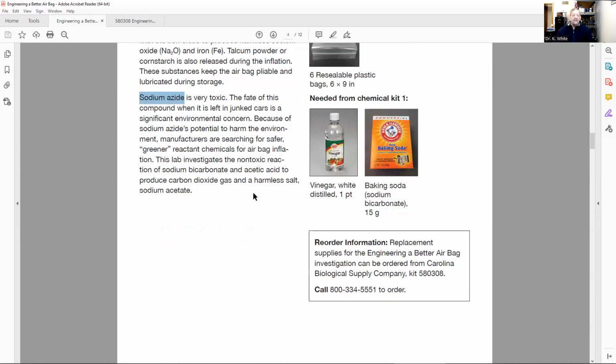Now, in this lab, you will be working with vinegar and baking powder. And in your kit, you've got a nice bottle of Heinz vinegar. We'll talk more about vinegar later in the semester. And baking powder. Arm & Hammer is probably the most famous brand. And this is sodium bicarbonate. This is in your kit.